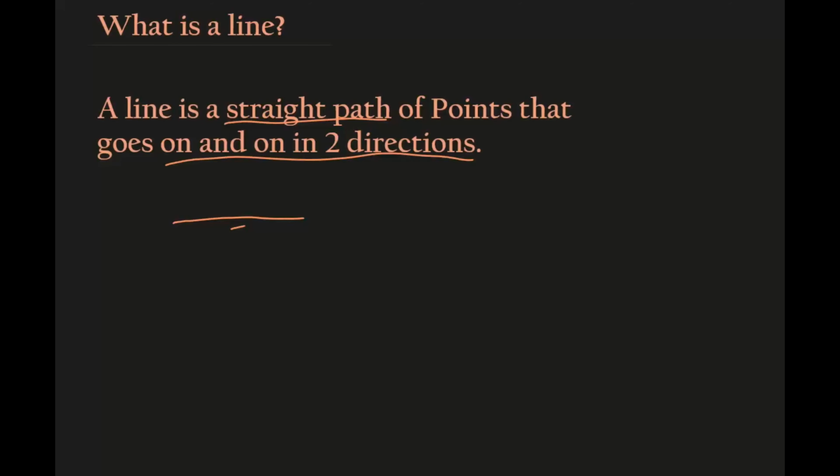Now that is not this, because this is just a line segment. A line is basically a line segment with arrows on the side. Well, this in a way is a line, but actually this is an actual line because it keeps going on and on in two different directions. And yes, it is a straight path of points. There could be a point here, there could be a point here, there could be a point anywhere.